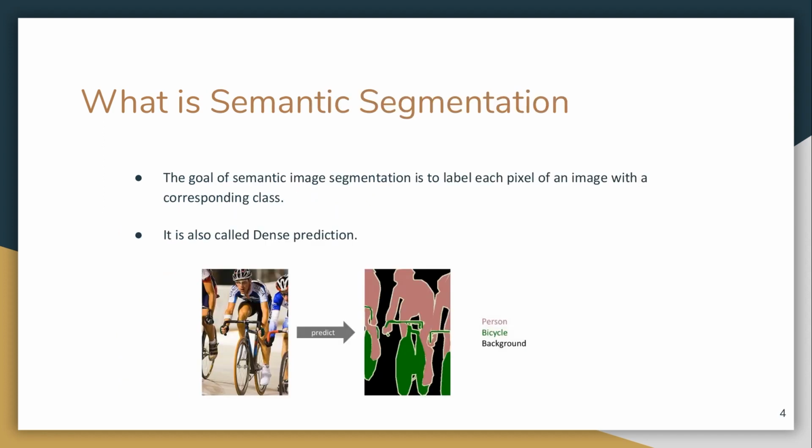Next is, what is semantic segmentation? We need to know what semantic segmentation is, as our task is semantic segmentation. The goal of semantic image segmentation is to label each pixel in an image with a corresponding class. It is also called dense prediction, as we are predicting a label for each pixel. That's why it's called dense prediction.